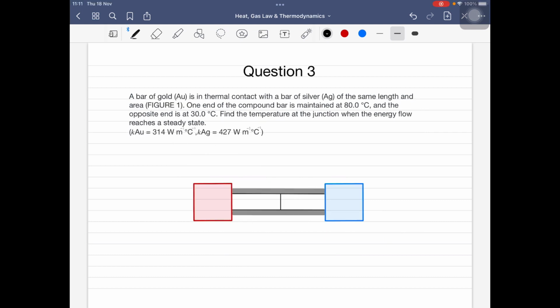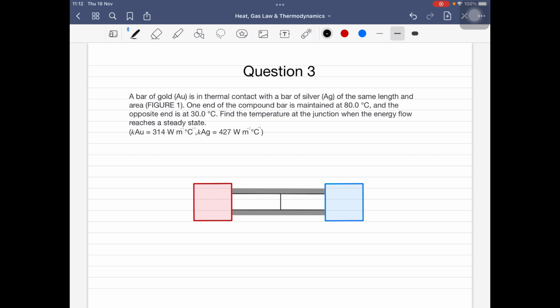Alright, next will be question number 3. I'm not going to discuss question number 2 because the solution for question number 2 is already given in the example from your previous videos in lecture notes. So I'm just proceeding to question number 3.